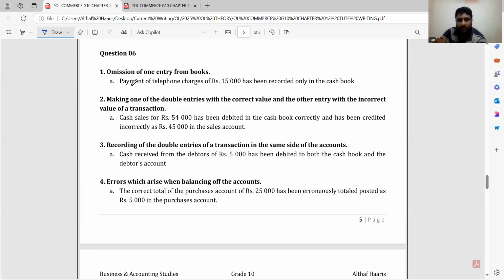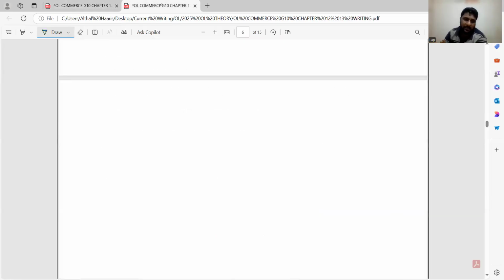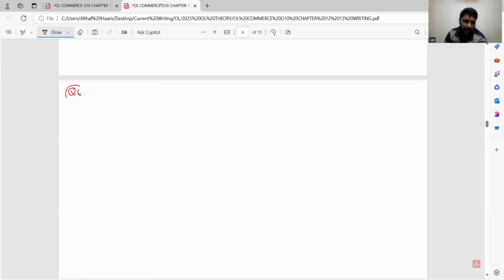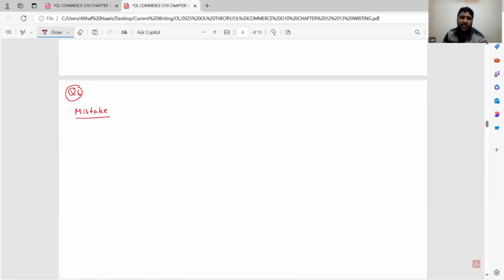Now here what has happened? First one, question number 6: payment of telephone charges 15,000 has been recorded only in the cash book. So what is the mistake? You have paid the telephone bill, but only recorded it in the cash book. So the debit entry is missing. You have recorded only the credit entry.